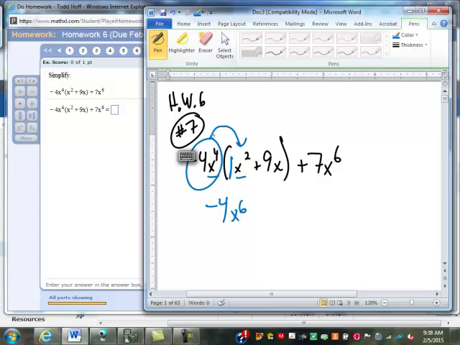Then negative 4x to the 4th times 9x. Negative 4 times 9, negative 36. X to the 4th times x, again, that's x to the 1, x to the 5th. And then we have the 7x to the 6th here.